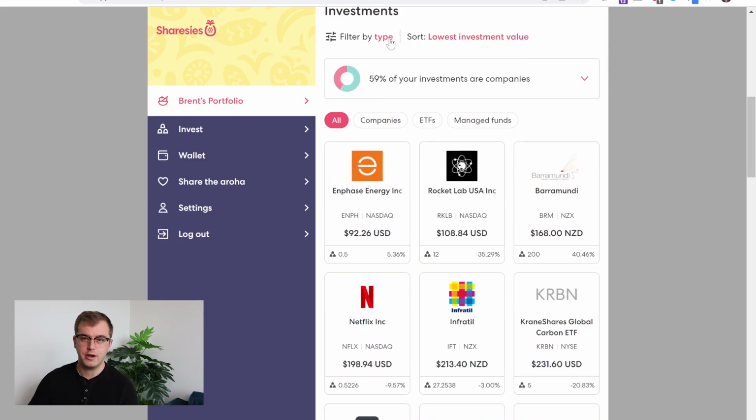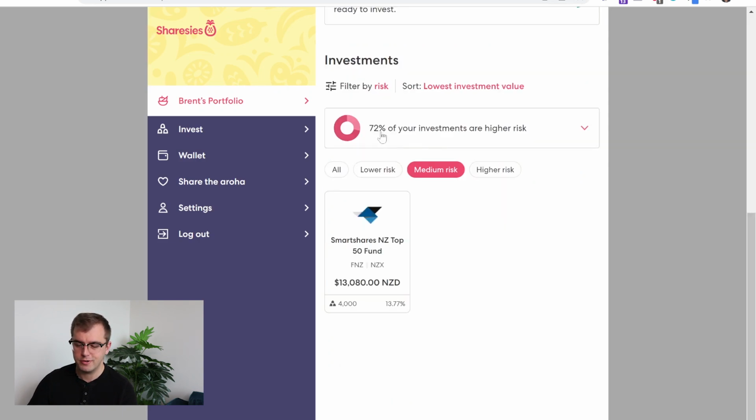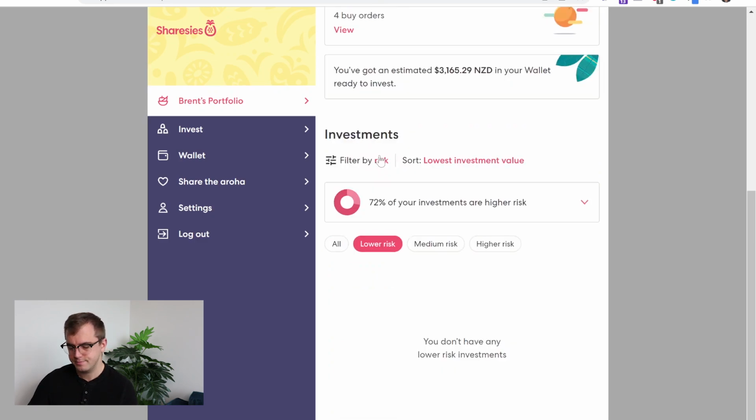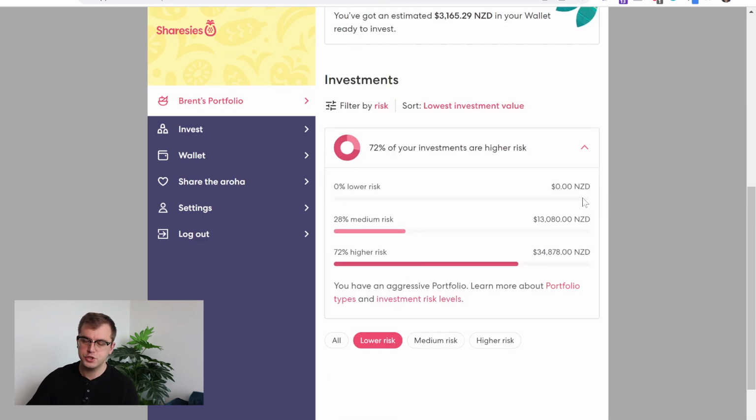So if we wanted to filter our investments, we can do this by risk, country, or type. And depending on our filter, we can use these buttons here to filter our selections by higher risk, medium risk, or lower risk. For the risk example, we can also click this button here, and it will show us the breakdown of those different selections.